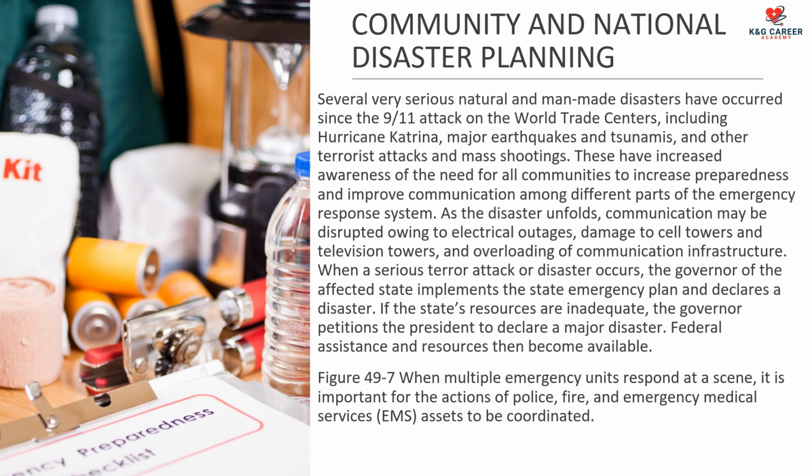As the disaster unfolds, communication may be disrupted owing to electrical outages, damage to cell towers and television towers, and overloading of communication infrastructure. When a serious terror attack or disaster occurs, the governor of the affected state implements the state emergency plan and declares a disaster. If the state's resources are inadequate, the governor petitions the president to declare a major disaster. Federal assistance and resources then become available. When multiple emergency units respond at a scene, it is important for the actions of police, fire, and emergency medical services assets to be coordinated.